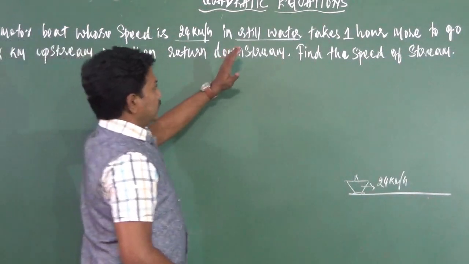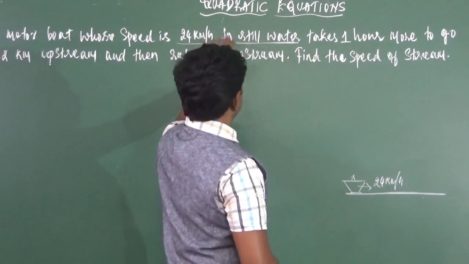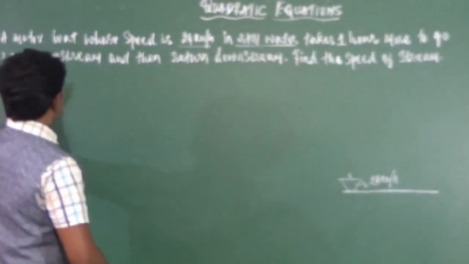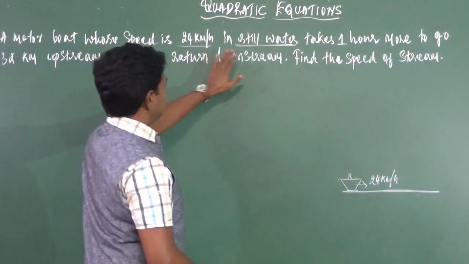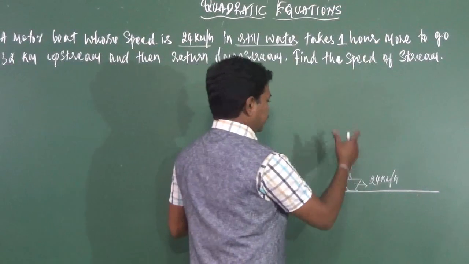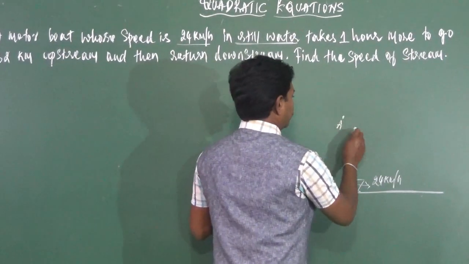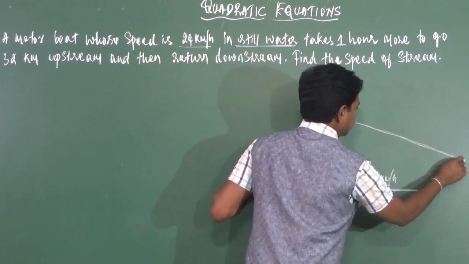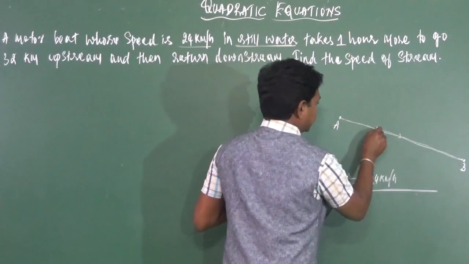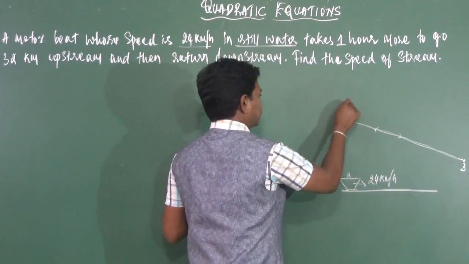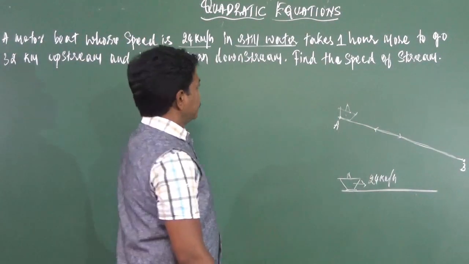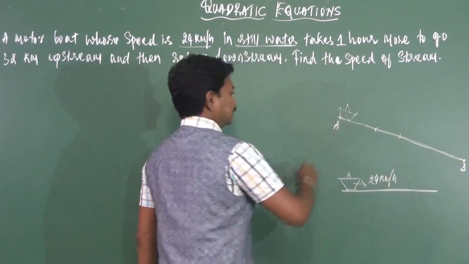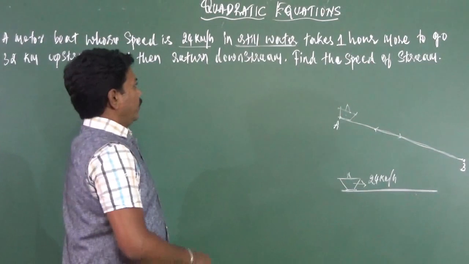Now it takes 1 hour more to go 32 kilometers upstream and then return downstream. So now the boat is taken from the still water to 2 points, A and B. This direction is taken as the downstream and this direction is taken as the upstream, and the boat is placed at this particular point. Now the boat starts from point A and goes to point B, and it returns from point B to point A. For this, the criteria is given.